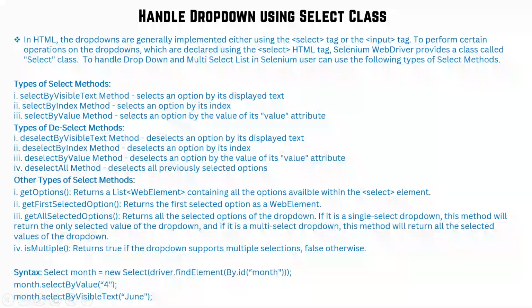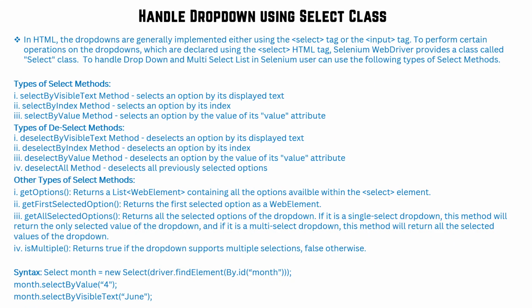And once selection or deselection is available, there are a couple of other methods called isMultiple, to check whether the drop down is able to select multiple options or only one option. So a drop down might be like many things. There might be a drop down where at a time we can select only one option, but sometimes there might be a drop down where we can select multiple options as well.